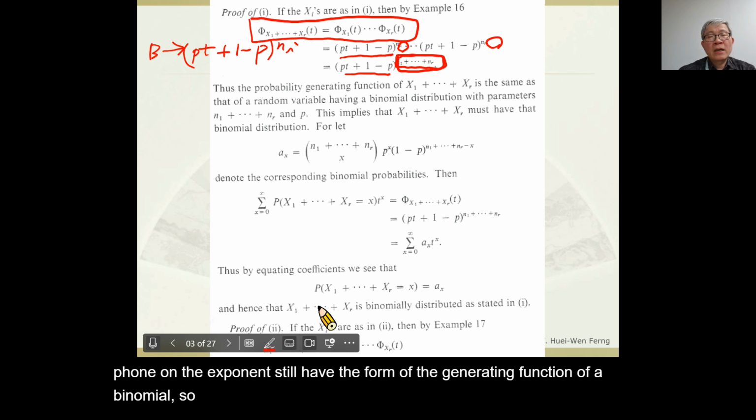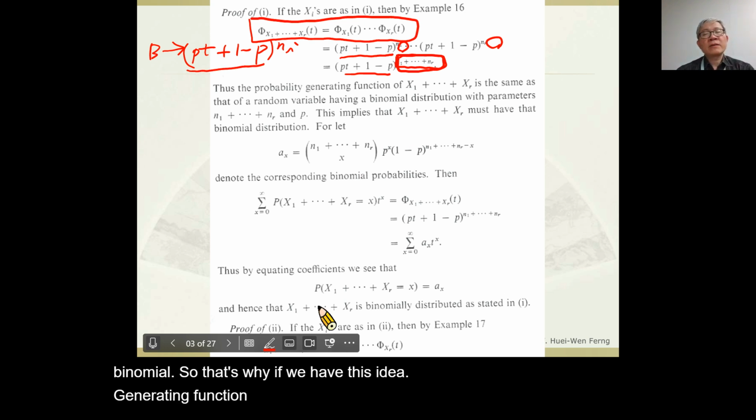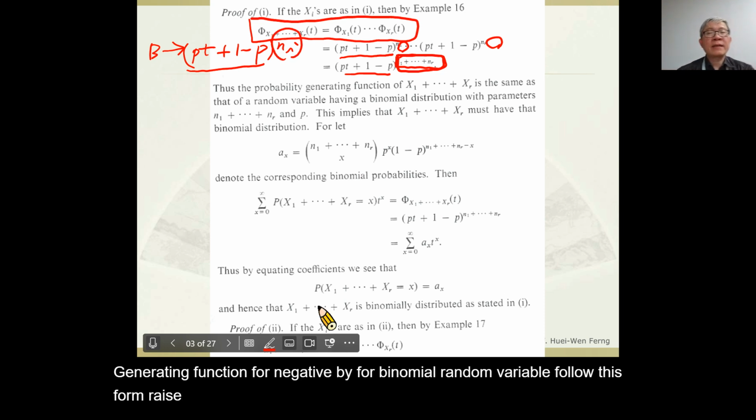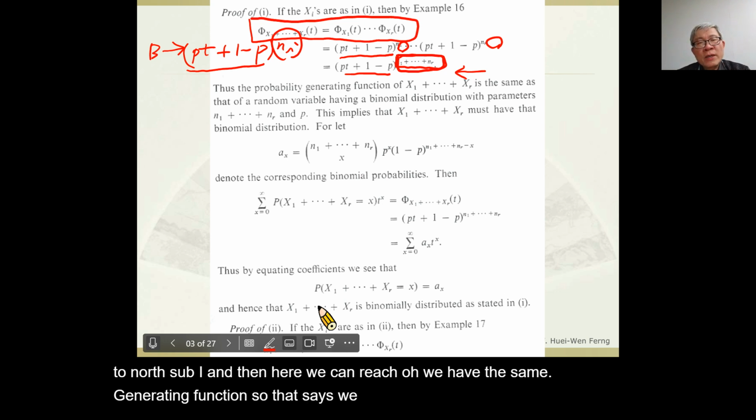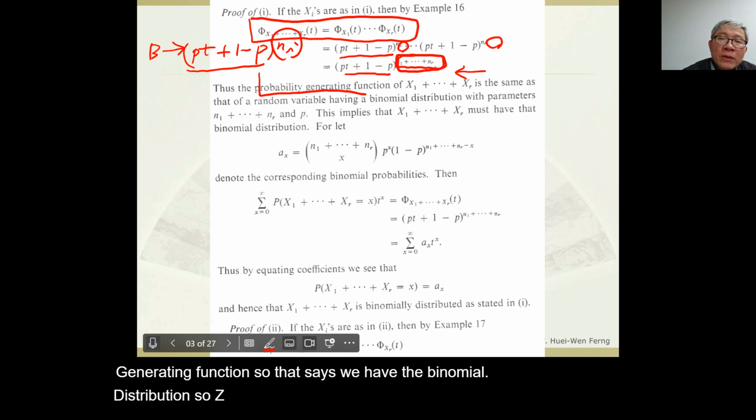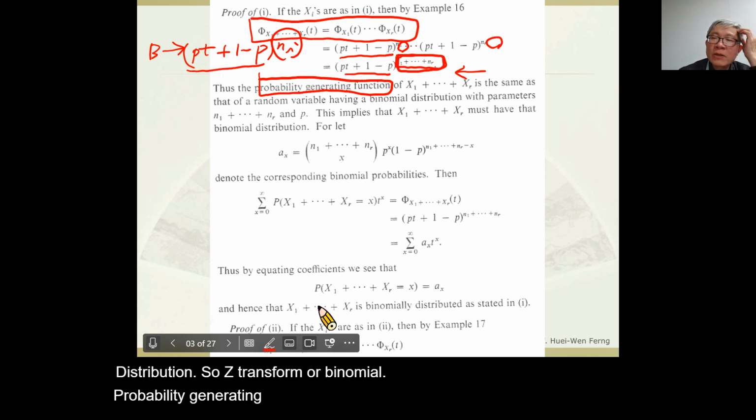So that's why, if the generating function for a binomial random variable follows this form, raised to the power n sub i, then we reach the same generating function. That says we have the binomial distribution. So this is the Z transform, the probability generating function of the binomial. This is the first one.